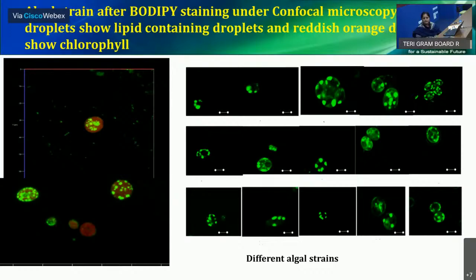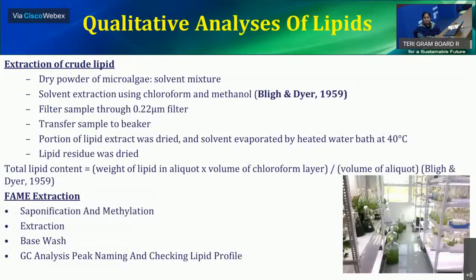So before we proceed with the total lipid analysis and the GCMS profile, we first do the staining with the BODIPY, and then further we move to the quantitative analysis of the lipids. So we do the extraction of the crude lipid first. We take the dry powder of the microalgae and we do the solvent extraction. Generally the most preferred method for extraction of lipids from algae is the one by Bligh and Dyer.